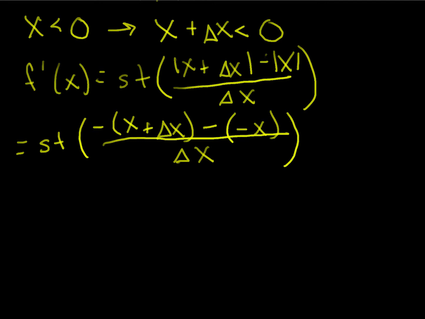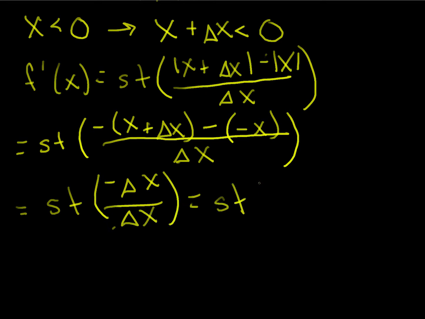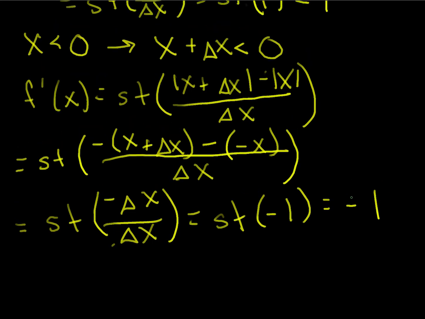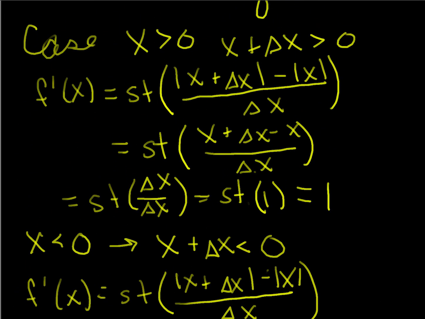Now this negative x and this will be a positive x, so they cancel. So I get that this is the standard part of negative delta x all over delta x, which is the standard part of negative 1, which is negative 1. So we've looked at the case when x is negative. The derivative will be negative 1. We looked at the case when x is positive, and the derivative is positive 1.